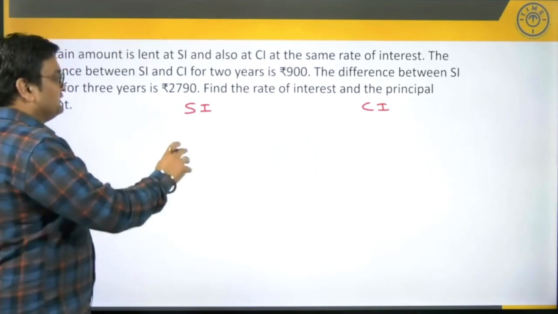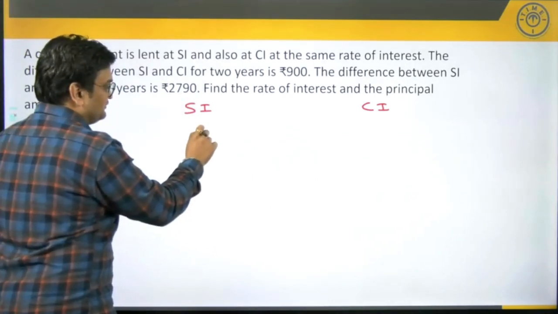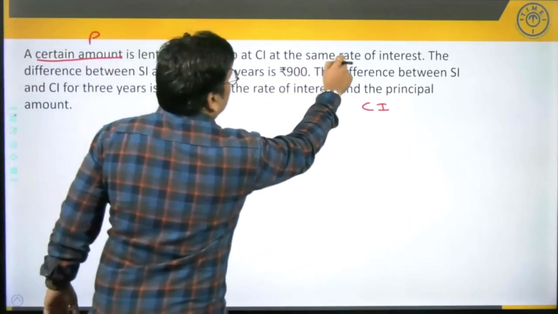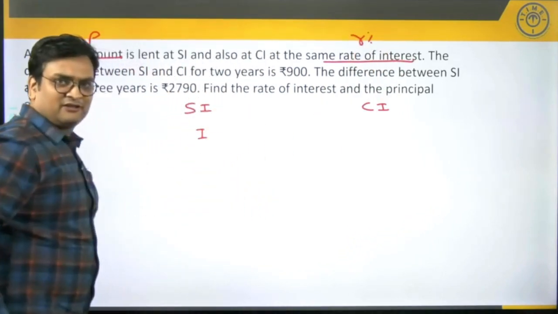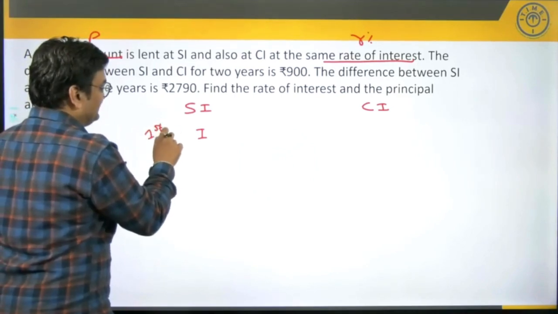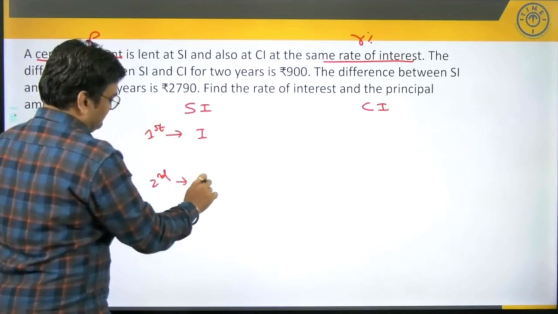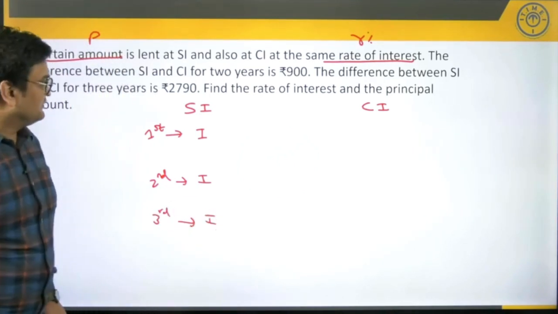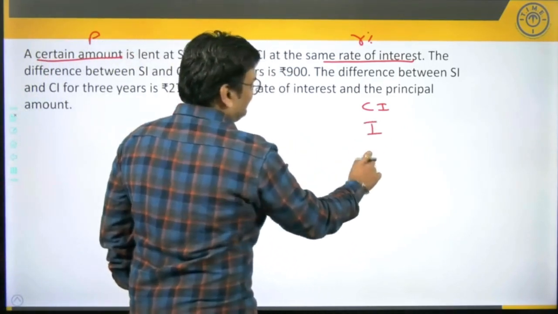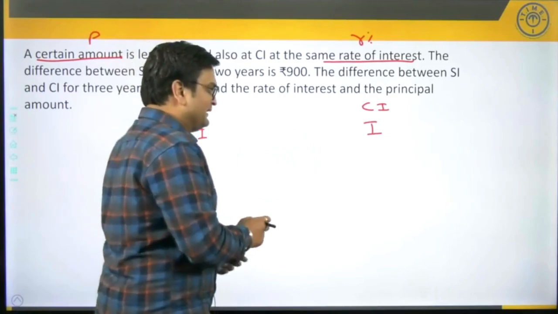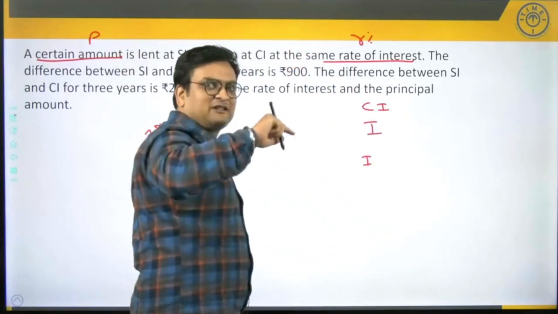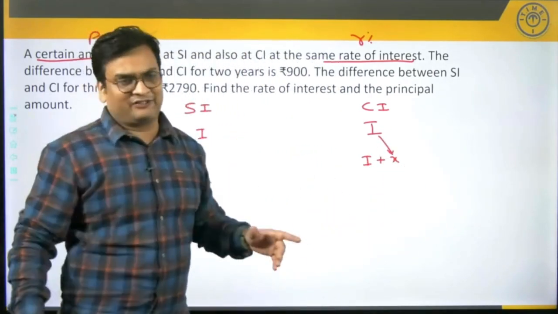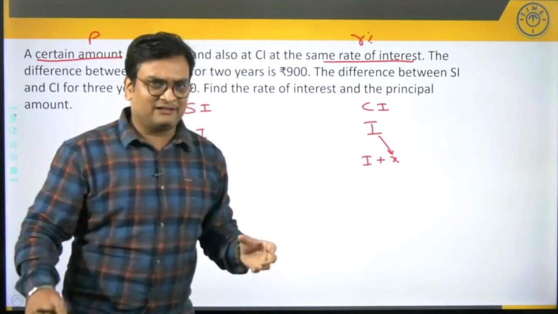Listen to this. In SI, every year interest is constant. So let's say the interest on P rupees at R% rate of interest is I rupees for the first year. So that means for second year also it's going to be I. For third year also it's going to be I. Now look at this. Under CI, first year is going to be same, I, no difference. But when you come to second year, it's going to be I, which is coming from the main principal, plus it will be some X. Now this X is coming from I, the first year interest. The first year interest will give you some more interest, smaller interest in the second year.